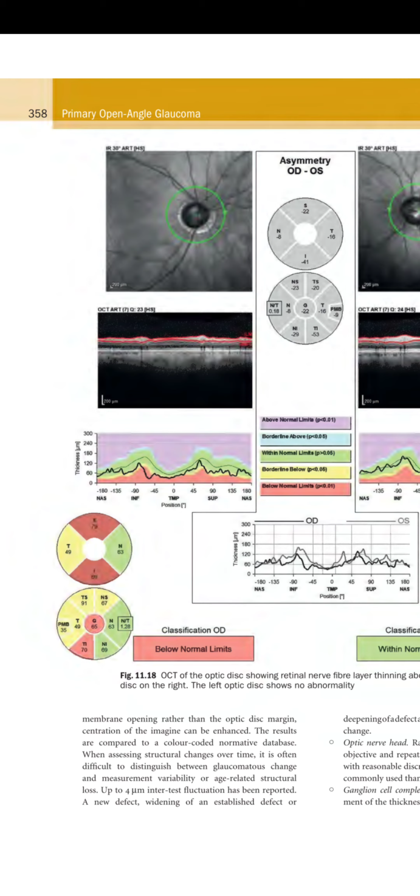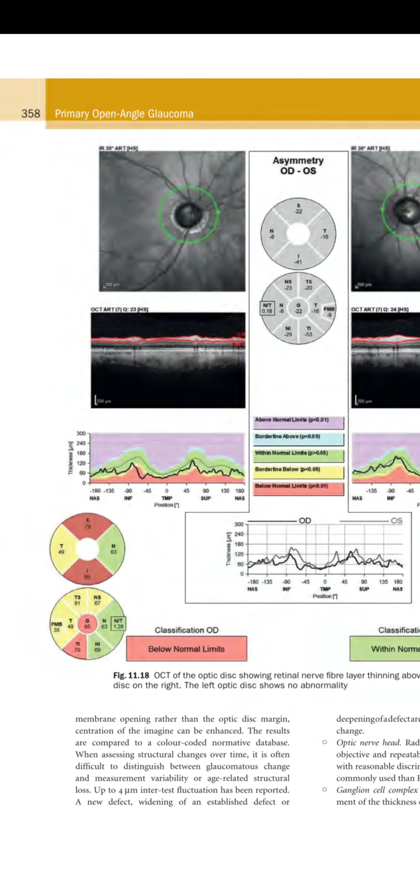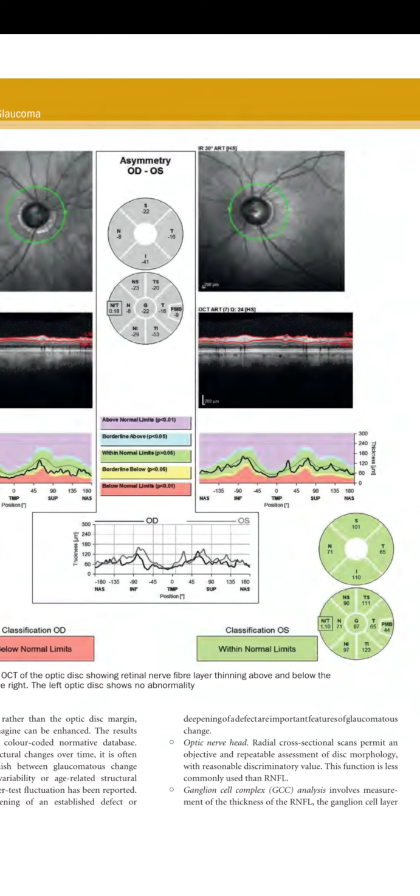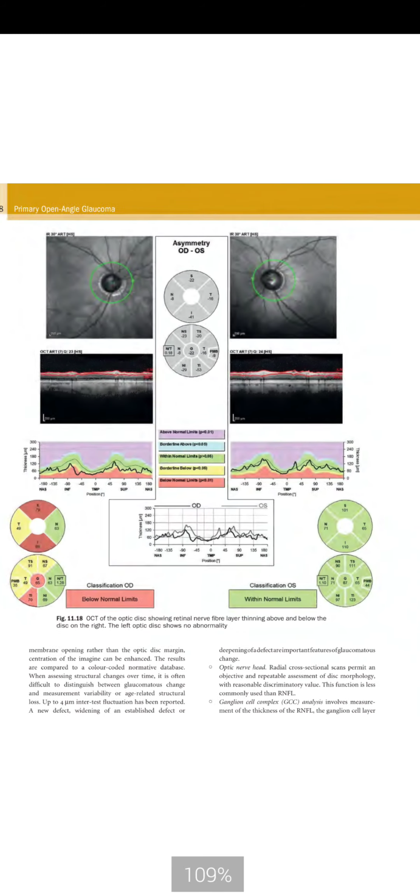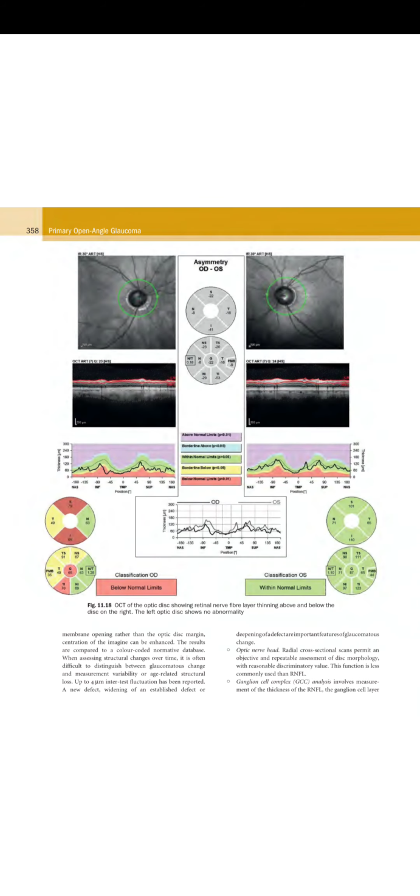The results are compared to a color coded normative database. When assessing structural changes over time, it is often difficult to distinguish between glaucomatous change and measurement variability or age related structural loss. Up to 4 micrometers of intertest fluctuation has been reported. A new defect, widening of an established defect, or a deepening of a defect are important features of glaucomatous change.